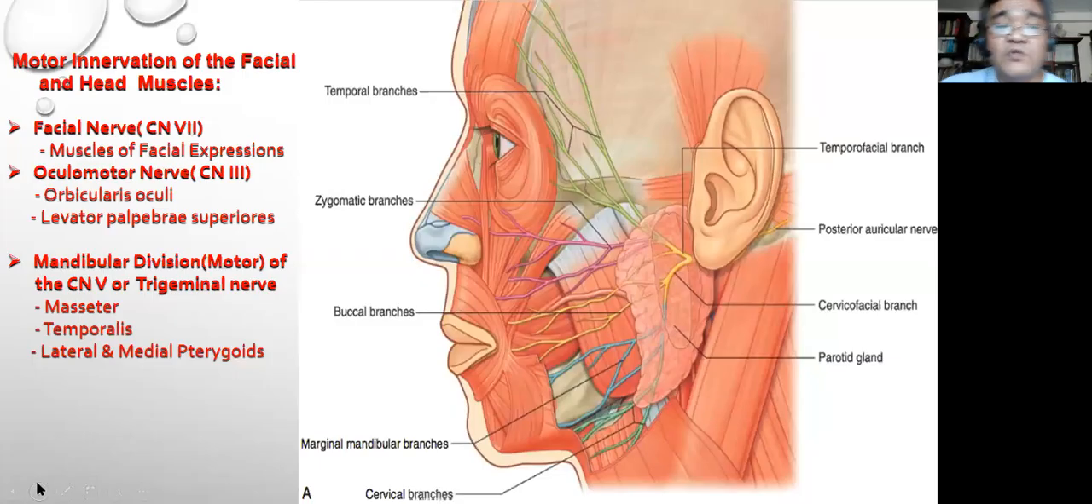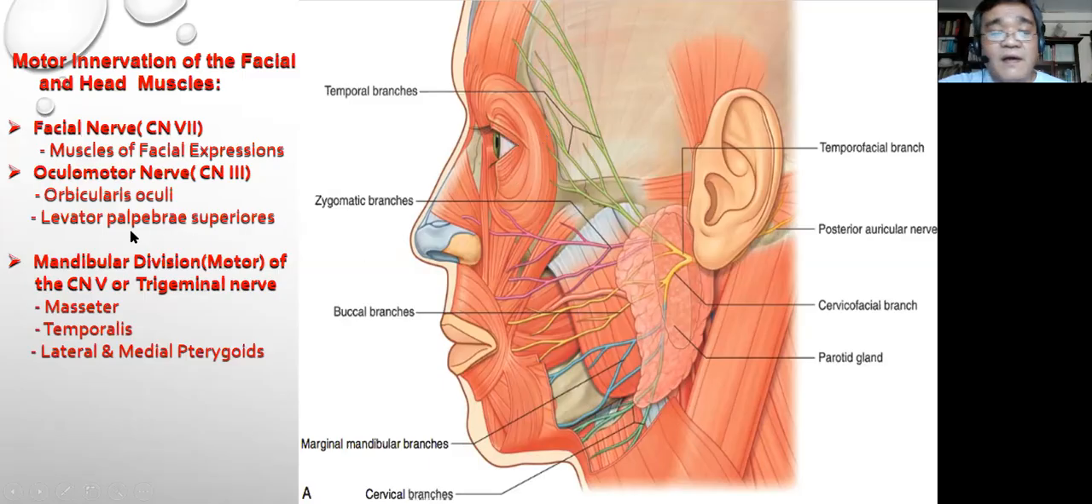Now, talking about motor innervation of the face as well as the head, they are mediated by three nerves. The first is your facial nerve, or the seventh cranial nerve, which supplies the majority of the muscles of facial expression, except for the muscles around the eye, such as the orbicularis oculi, and the muscle responsible for raising the upper eyelid, the levator palpebrae superioris, which is mediated by your oculomotor nerve.